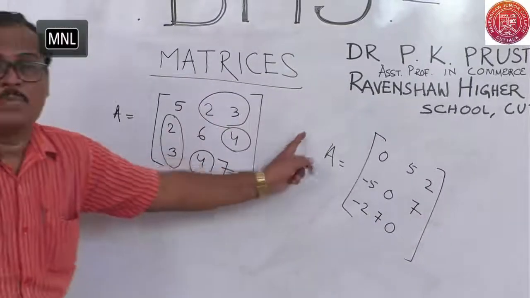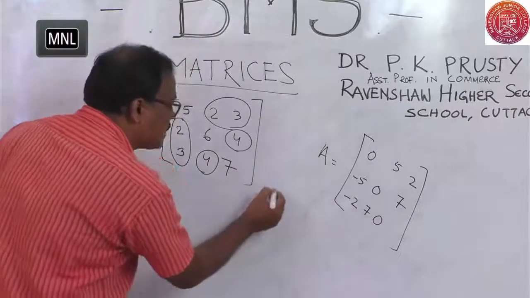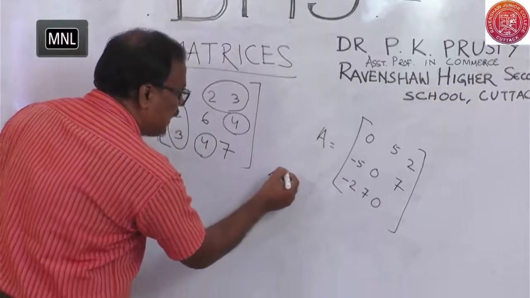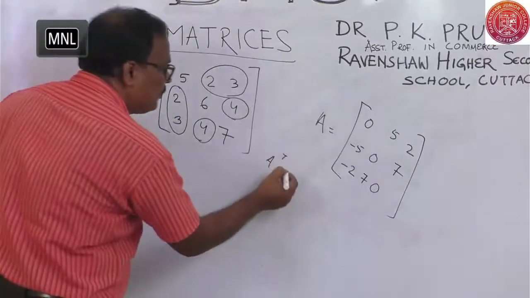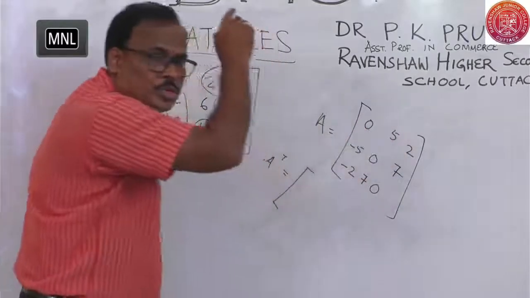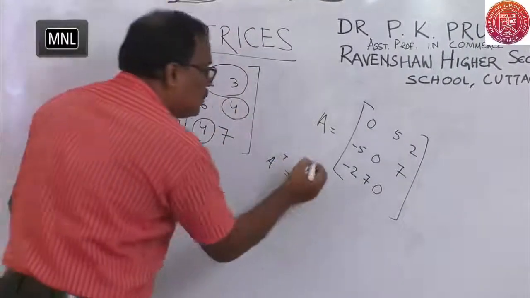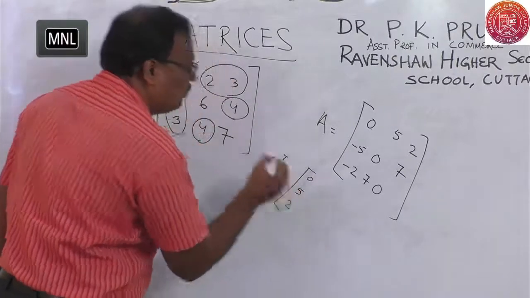So this is the original matrix. Now we transpose it. If we transpose, we get A^T or A dash, anything you can write. So that is equal to 0, 5, 2. This is the first row, now it becomes the first column. So this is 0, 5, 2.